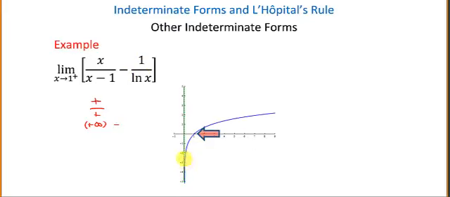Here's a graph of the natural log of x. And notice at 1, the natural log of x is 0, so we have a 1 over 0 sort of situation. It's going to either plus or minus infinity. But since we're going to 1 from the right, the natural log is positive to the right of 1. So this is going to be a positive number over a positive number. So this will be a positive infinity minus a positive infinity. And that's an indeterminate form.